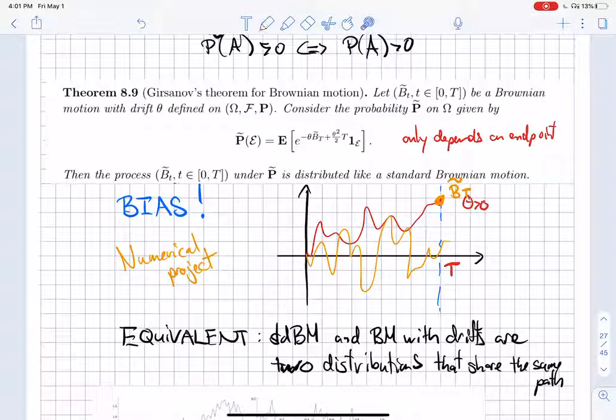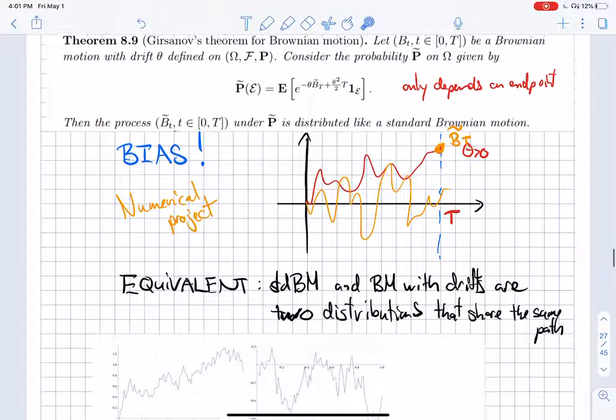So what I want you to do is generate a lot of paths that are typical for Brownian motion with drift. Then you introduce that bias, okay? And then you resample the path according to that bias. So what you're doing is you're essentially sampling with respect to P tilde. And then what you're going to see, if you plot the paths that you sample under the new P tilde, you're going to see a picture that looks like standard Brownian motion. All right.